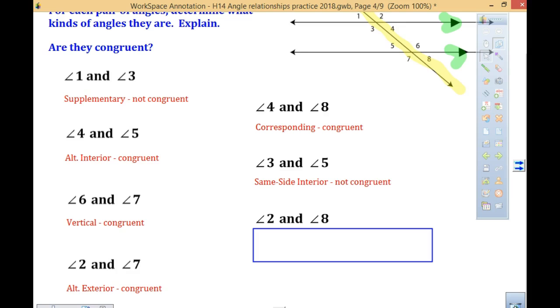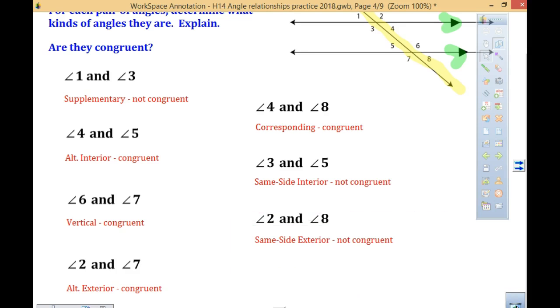So now I'm looking at 2 and 8. As I look at those ones, Haley, are they same side or alternating of our transversal? 2 and 8. This yellow line, or they have opposite sides of the yellow line. They're the same side, and they are not congruent. They are the same side exterior, not interior. Okay. So practicing those names.